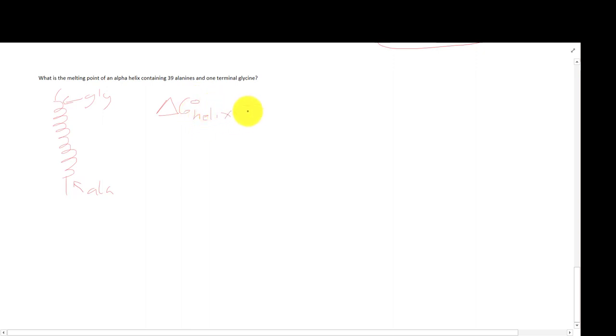So this question is asking, what's the melting point of an alpha helix containing 39 alanines and one N-terminal glycine? So I'm going to do my little sketch again. So we have a glycine at the top, maybe, and we have an alanine at the bottom, and the rest are all alanines. So again, I'm going to set up my equation for the two classes, N-ala plus N-gly minus 4, because it's an alpha helix, negative 1.4. Minus Tm.